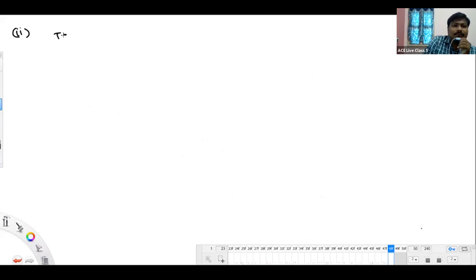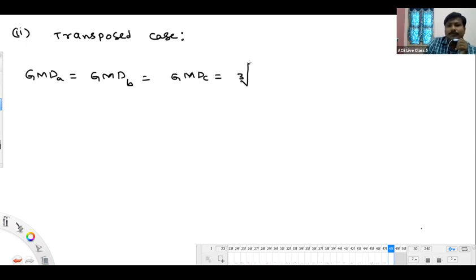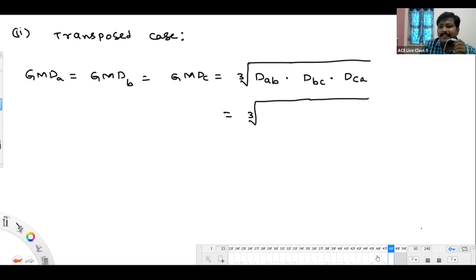After doing transposition, GMD of all the three phases will be equal to the cube root of the distance between AB conductors, distance between BC conductors, distance between CA conductors. So it will be the cube root of DAB 8, DBC 7, DCA 15 in meters. How much is that? 9.435 meters.